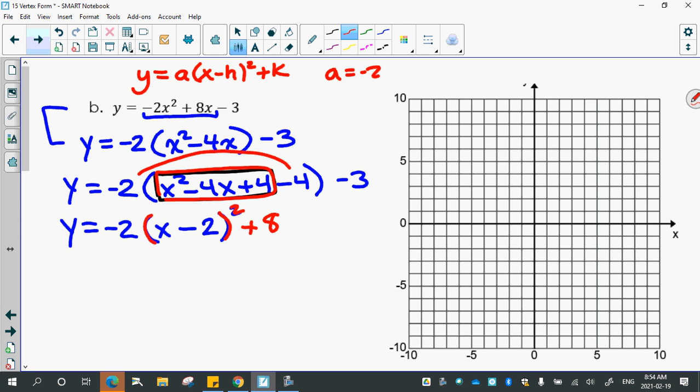I've multiplied it by the negative 2. But then I still have the minus 3. Okay, so my final version is going to be y equals negative 2 times x minus 2 squared plus 5. And then from there, you're going to figure out what a, h, and k are.